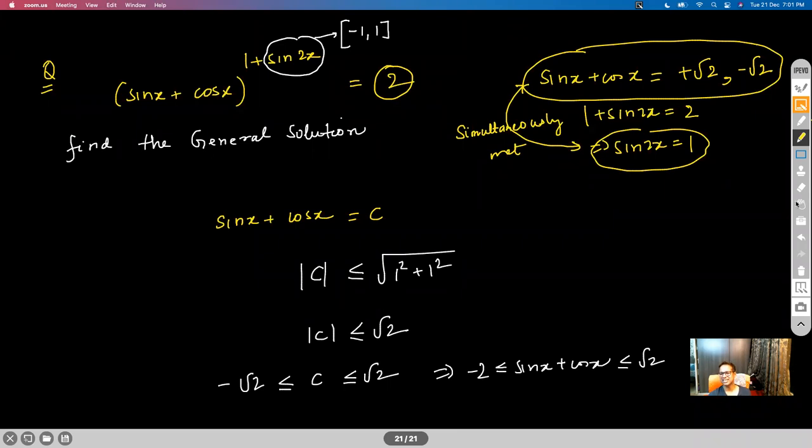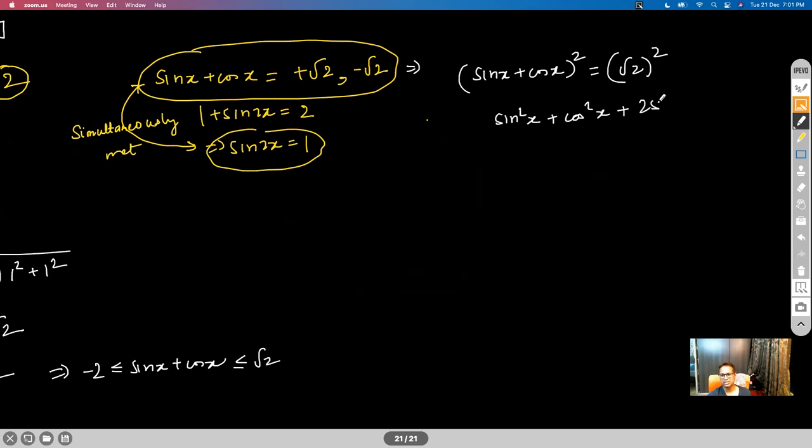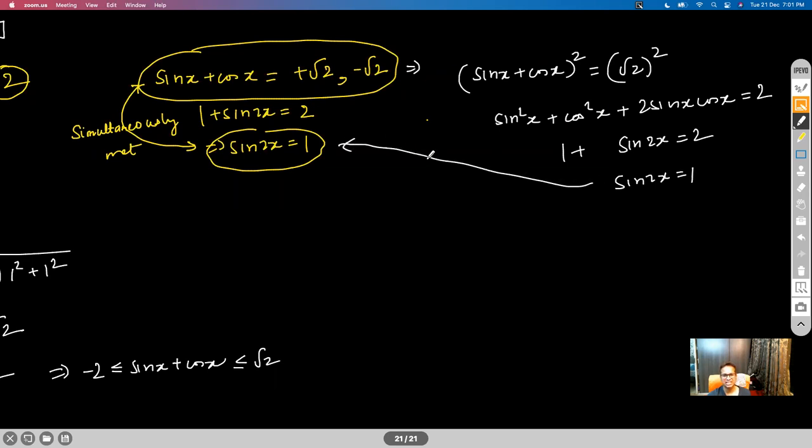Agreed? Right? So now this could be clubbed as a single equation saying sin x plus cos x the whole square is equal to root 2 square, because it will cover both the scenarios, plus minus root 2, which means sin square x plus cos square x plus 2 sin x cos x is equal to 2, which means 1 plus sin 2x is equal to 2. Which means sin 2x equal to 1. So both of them now actually speak the same thing, right? So you don't have to worry about two different equations. Both are actually the same equation. So all you need to do is solve this equation.